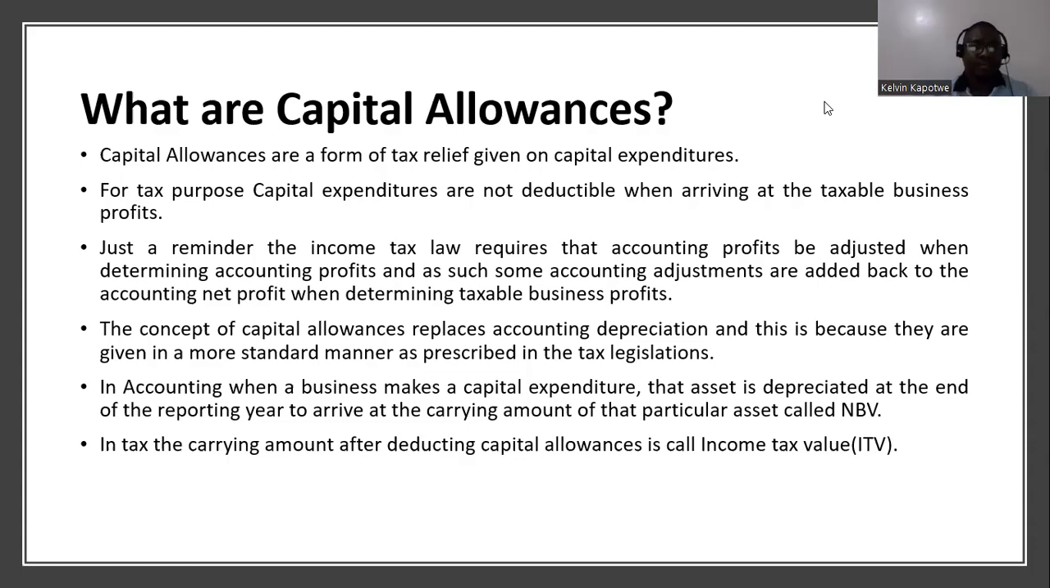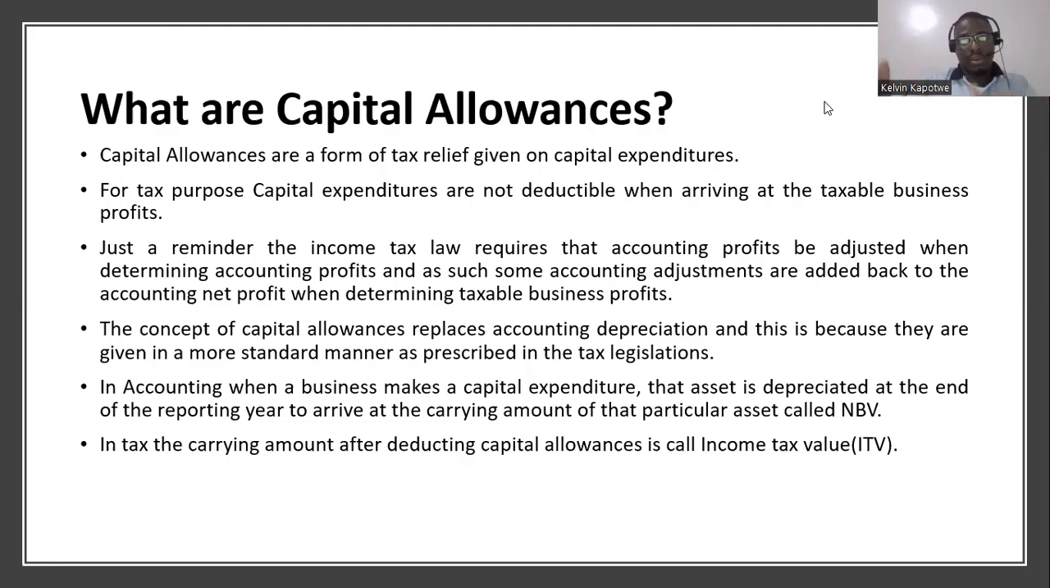All right, with that said, in tax, the carrying amount after deducting capital allowances is called the income tax value. So what is the income tax value? Let me take you back to financial accounting. In financial accounting, when you acquire an asset, you acquire that asset at cost. Then at the end of the year, you apply the depreciation charge. As you report at 31st December, whichever accounting period you have, you report the value of that particular asset, which we call the carrying amount.